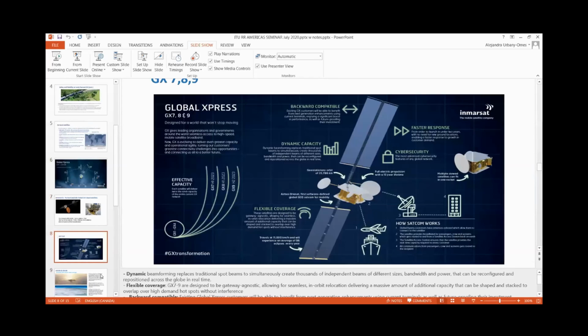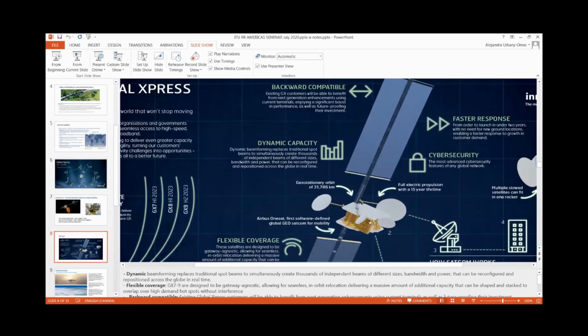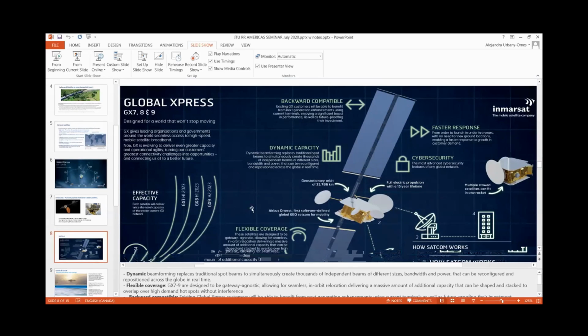Here, I want to show you the evolution of the Global Express, and we're having 3: Global Express 7, 8, and 9. One of the many things is the dynamic capacity, because beam forming replaces the traditional spot beams and creates thousands of independent beams of different sizes, bandwidth and power, and they can be reconfigured. It is backward compatible, meaning that existing Global Express customers will be able to benefit from the next generation enhancement using their current terminals.